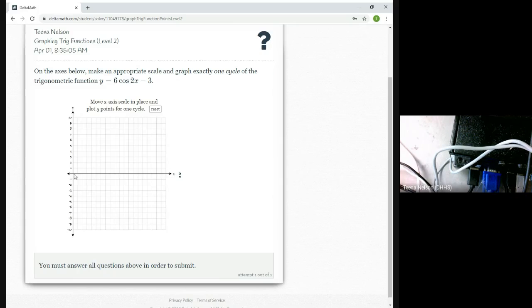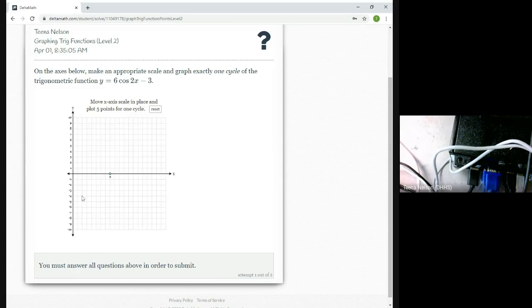So I think, so that it's not really tiny and I can see it really well, I'm just going to count 8 blocks. So 1, 2, 3, 4, 5, 6, 7, 8. Okay, so that's where one cycle has to be done by the time I get to pi. And so now I'm just going to go ahead and graph my cosine curve.